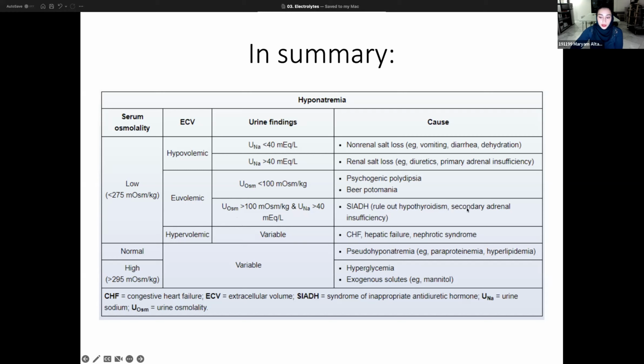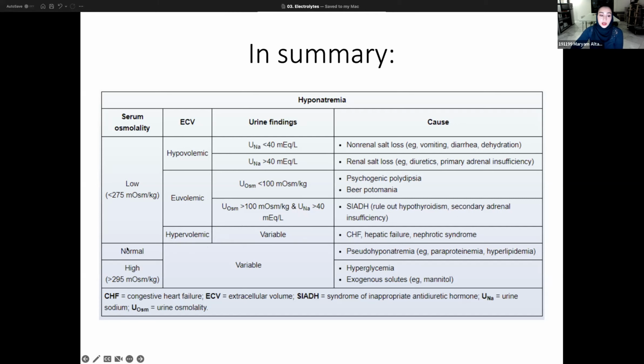So you need to rule out hypothyroidism and secondary adrenal insufficiency. In hypervolemic states, the urine findings can be variable, but the key thing for you to know is that by the physical exam, you will know they're hypervolemic. They have pitting edema, crackles, maybe jugular venous distension, so congestive heart failure, cirrhosis, nephrotic syndrome.